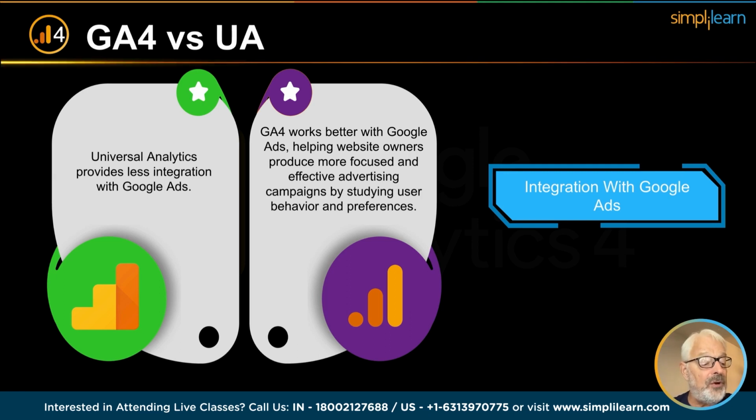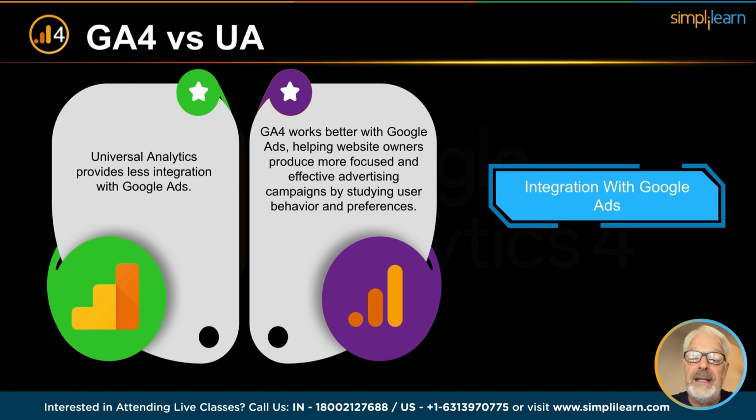GA4 has a much deeper integration with Google Ads. The data-driven model allows for more granular tracking of ad performance, enabling you to understand the best results that you're getting from your campaigns. So those are the key differences between GA4 and UA.